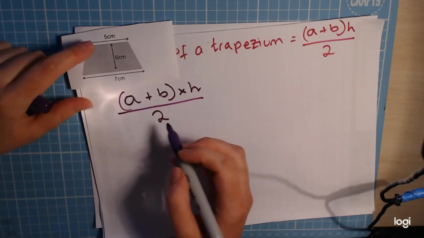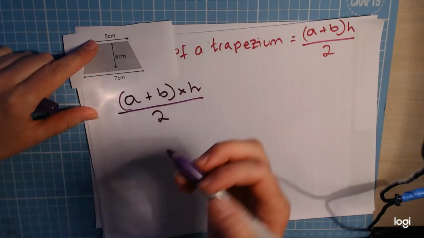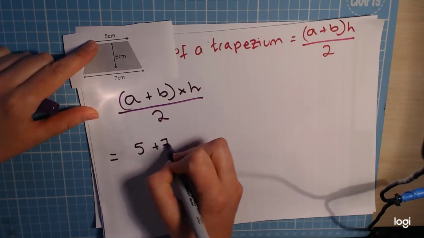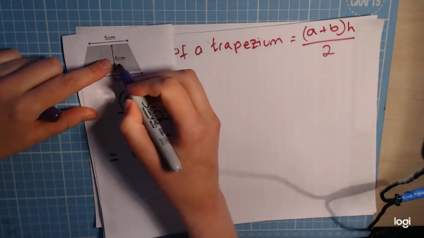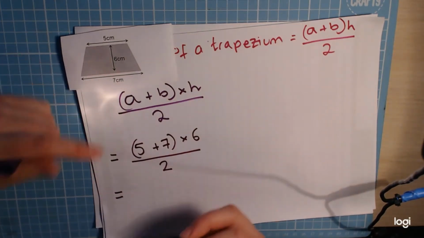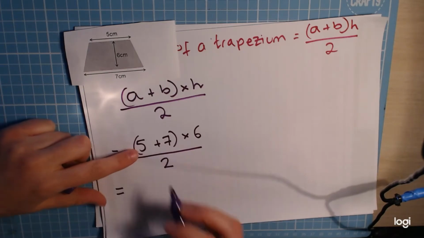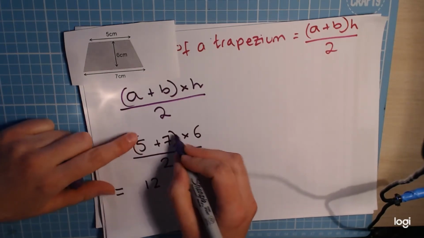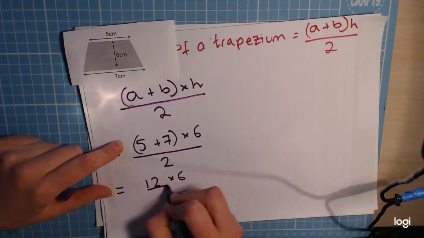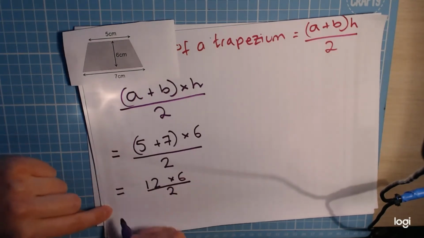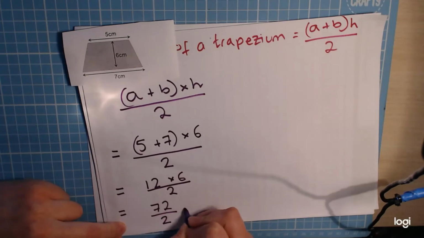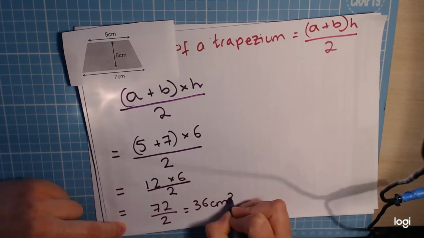So I'm going to substitute my values in now. I've got A and B, or B and A, either or. We're just adding them together. Pop an equal sign here. We're going to have 5 add 7 multiplied by the height, which is 6, all divided by 2. Now using BIDMAS, I'm just going to finish calculating this. So 5 plus 7, which is 12, and now that gets rid of any need for brackets. There's no point having one number inside brackets. Multiplying that by 6 over 2, same as above. And that's going to equal 12 multiplied by 6, which is 72, divided by 2, which is 36 centimetres squared.